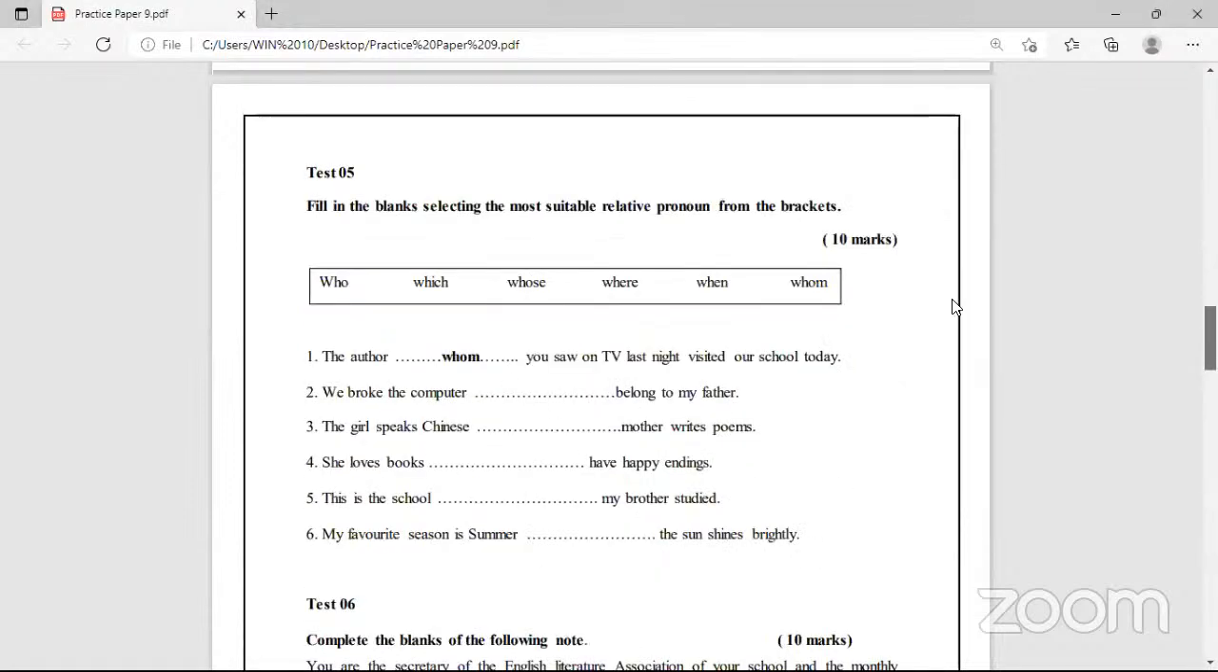Question number 5 is from relative pronouns, and you have to make a change here. Please remove this word who and write which instead of that. Which. Right. Okay. Take 2 or 3 minutes to write the answers.